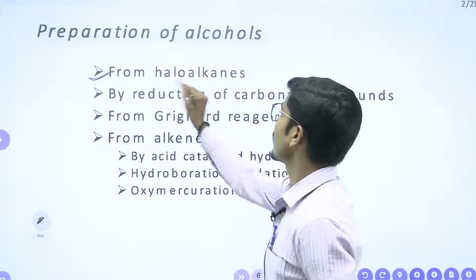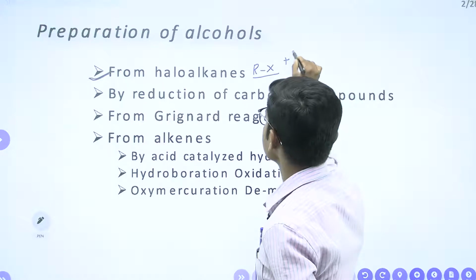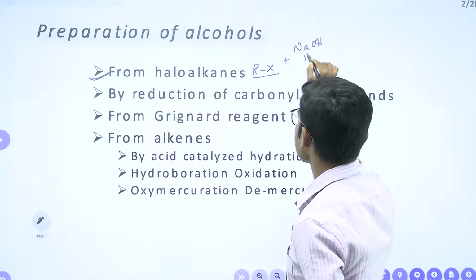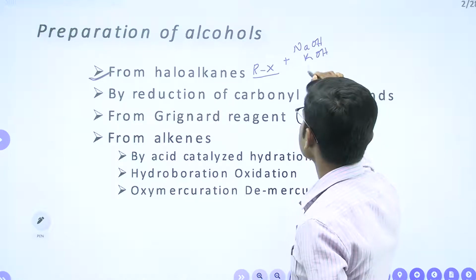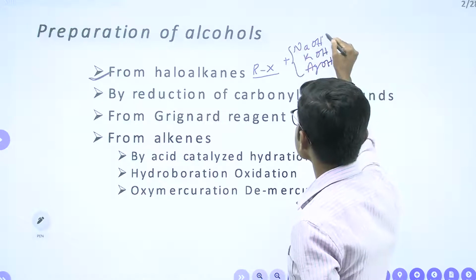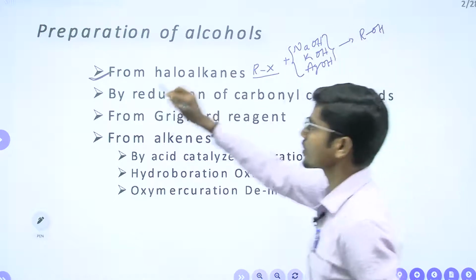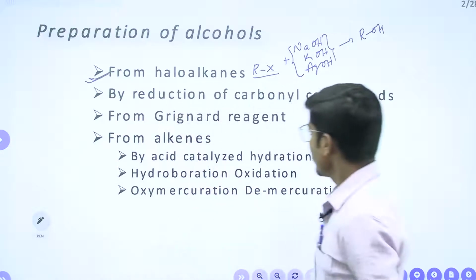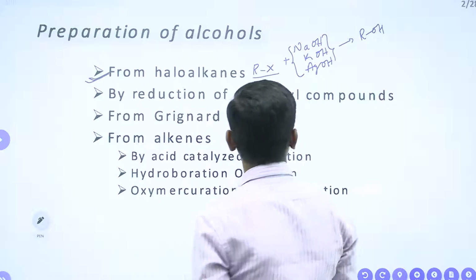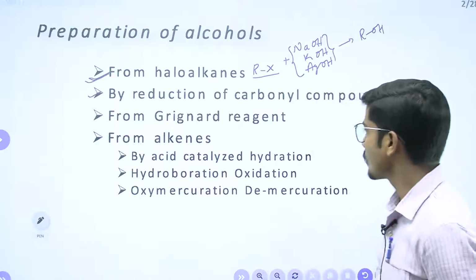That is, when a haloalkane RX is treated with a base like sodium hydroxide, potassium hydroxide, or silver hydroxide, that is moist silver oxide, we get the product ROH. So these reactions we have already completed. Next, the second reaction we started is the reduction of carbonyl compounds. We have just started this one, right?